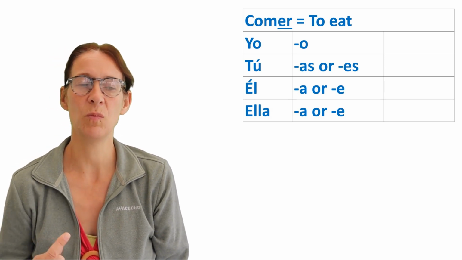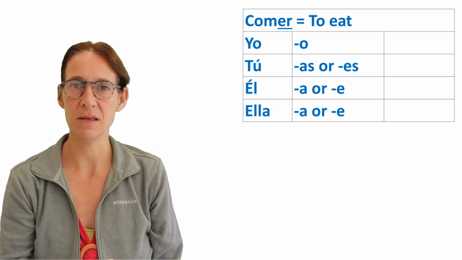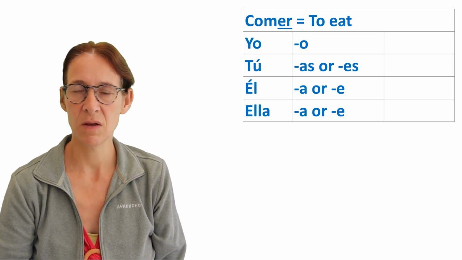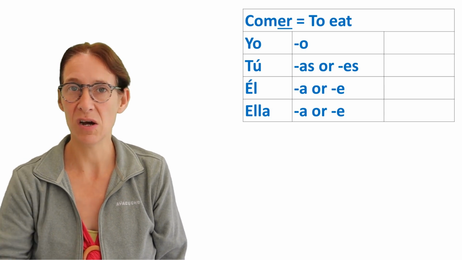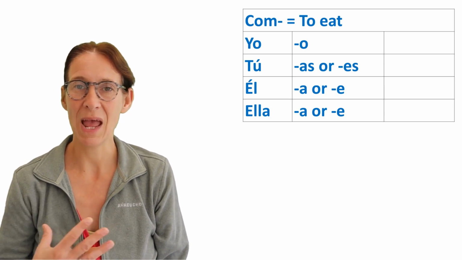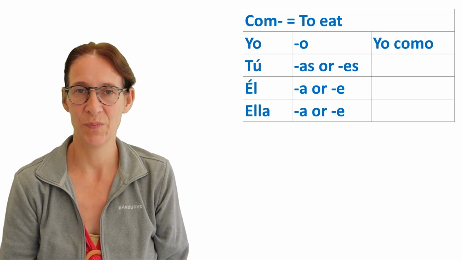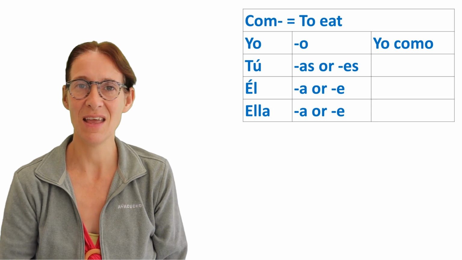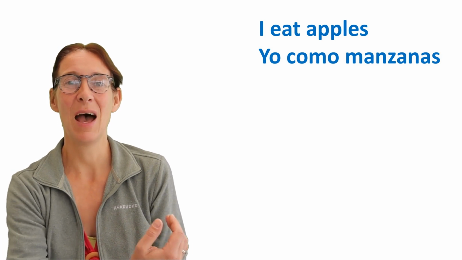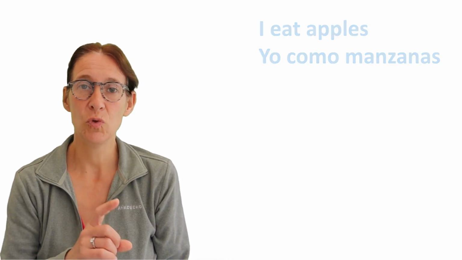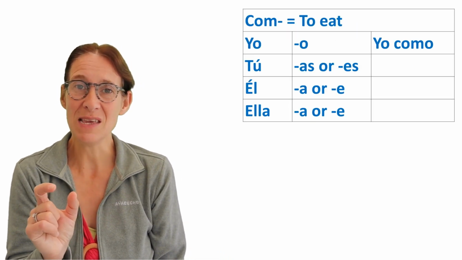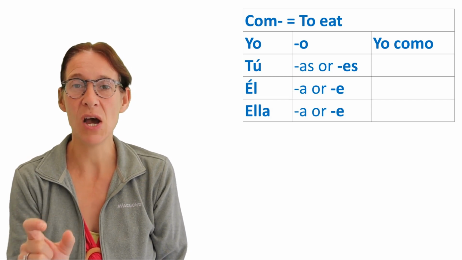Now when we're making a verb, when we're changing it from to eat to I eat, or you eat, or he eats, we have to take the ending off, and the ending is er, so that goes. And for yo, we add the ending, which is o. Yo como means I eat. So I eat apples is yo, and then com and the o, como, and then apples, which is manzanas. Yo como manzanas.